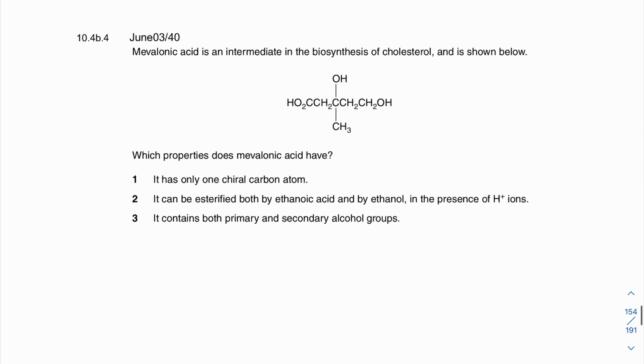Moving on to the next question. So they say mevalonic acid is an intermediate in the biosynthesis of cholesterol. So what properties does it have? Okay, if you check number 2 first, it can be esterified both by ethanoic acid and ethanol.